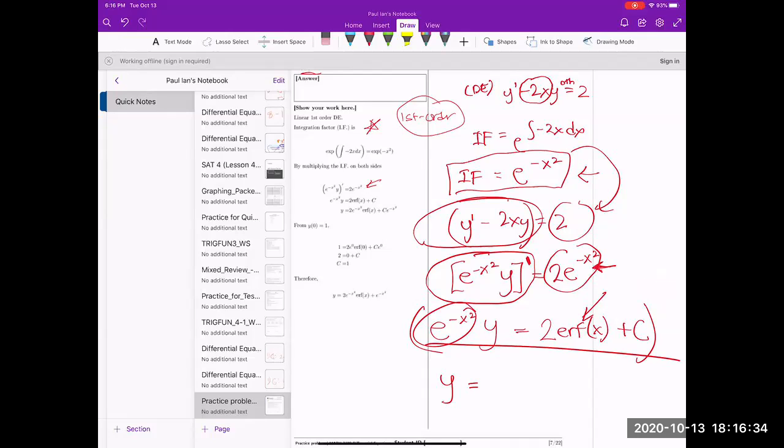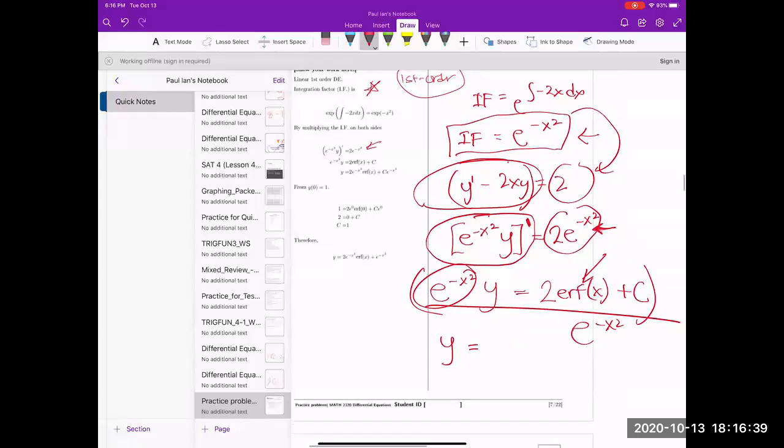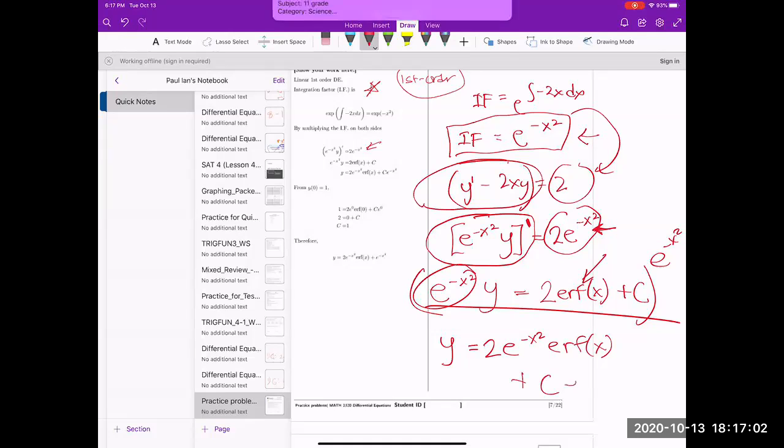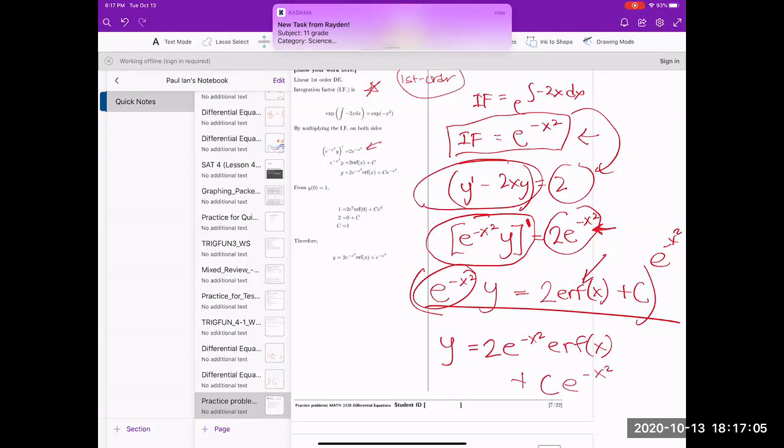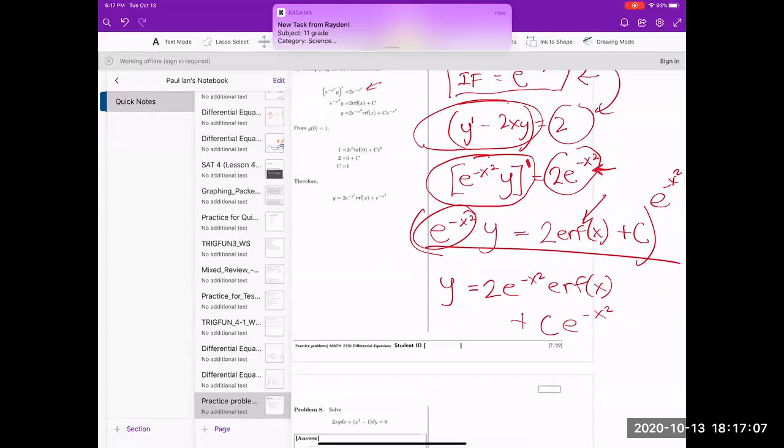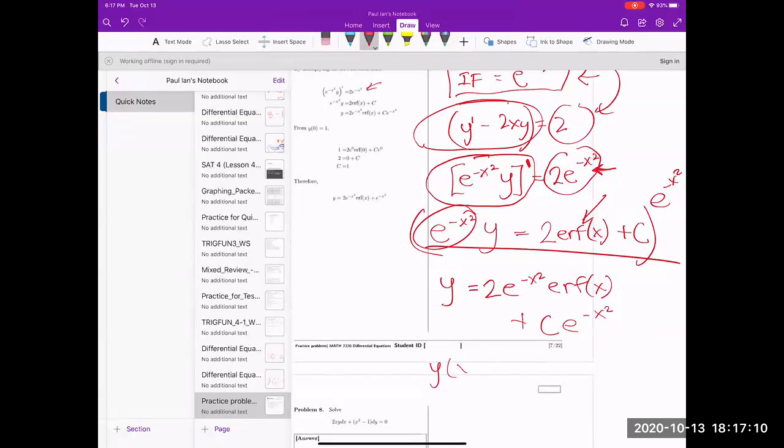Okay, so how did you get the, I mean, after you finish writing, I'll ask you. Okay. Yeah, you times it by this. And then you should be able to transfer that over in here. erf x plus c e to the minus x squared. And this is your general solution because you have a c here.